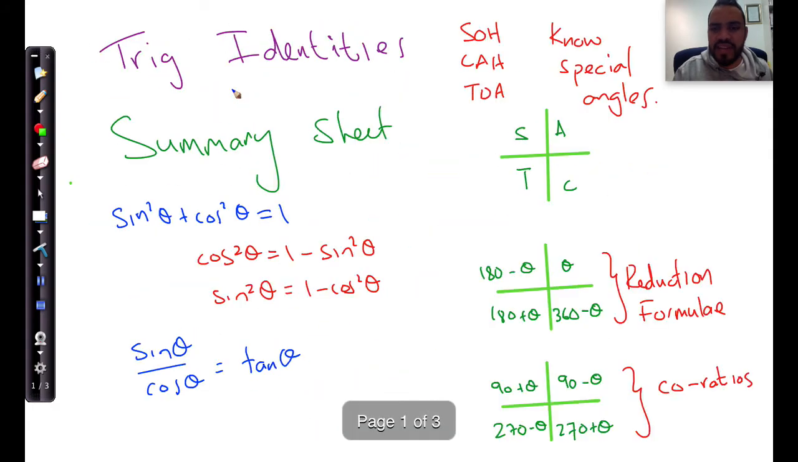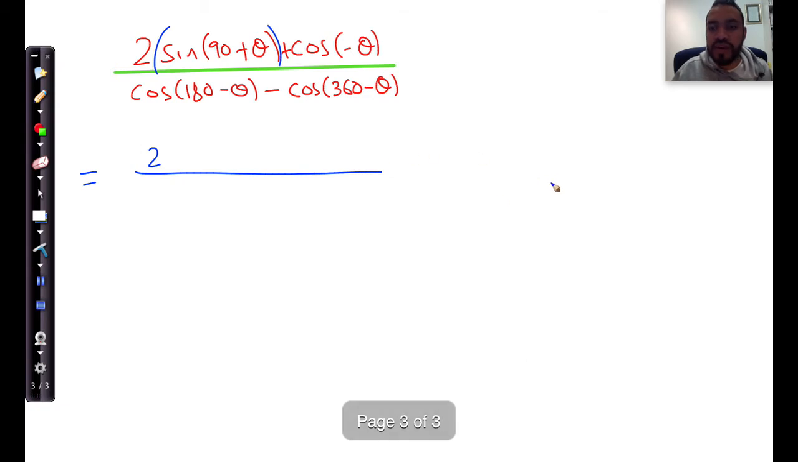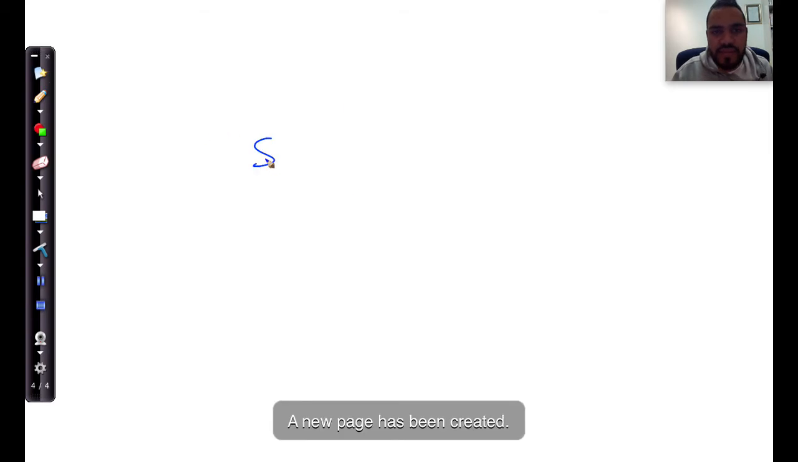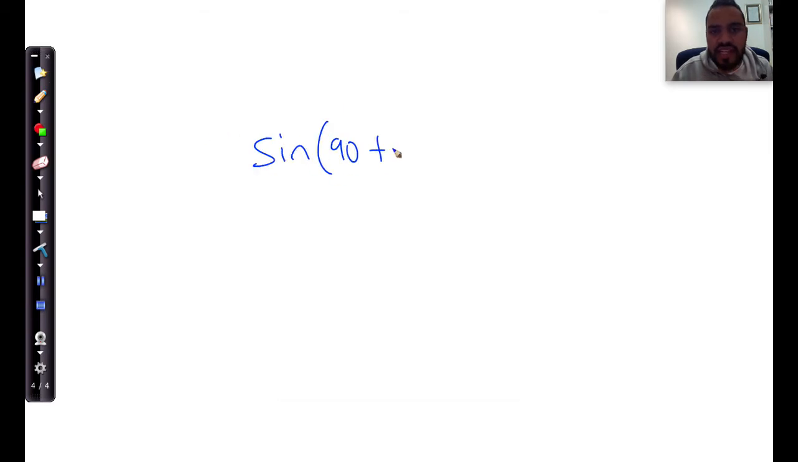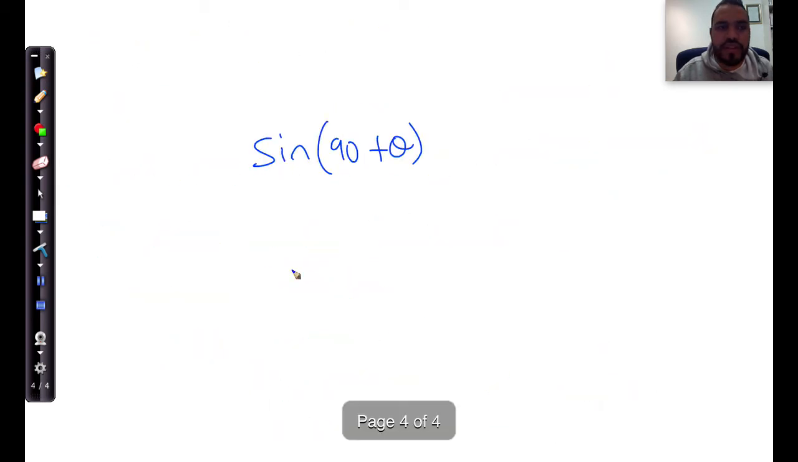But 90 plus theta happens to be a coratio. So I'm going to give you a quick rule. We use coratios when we see them, when it's obvious. It's either an acute coratio, for example sine 20 and cos 70, or it's something like this, and then I have to apply the coratio rule. So how do I simplify sine of 90 plus theta? Firstly, I need to identify, according to my summary sheet, that 90 plus theta is part of a coratio. So I apply the rules for coratio.